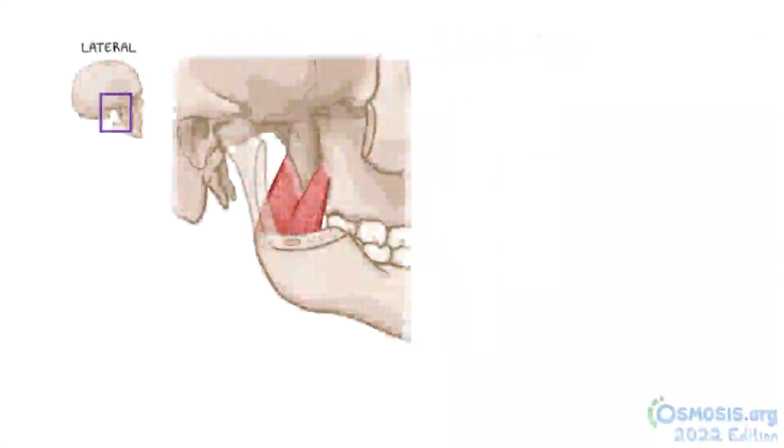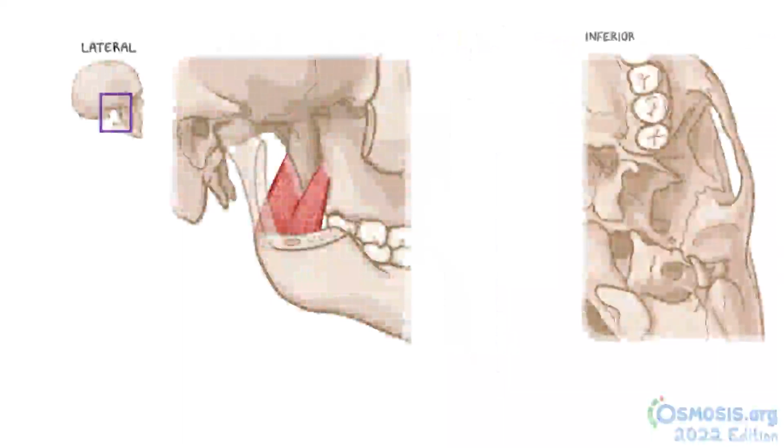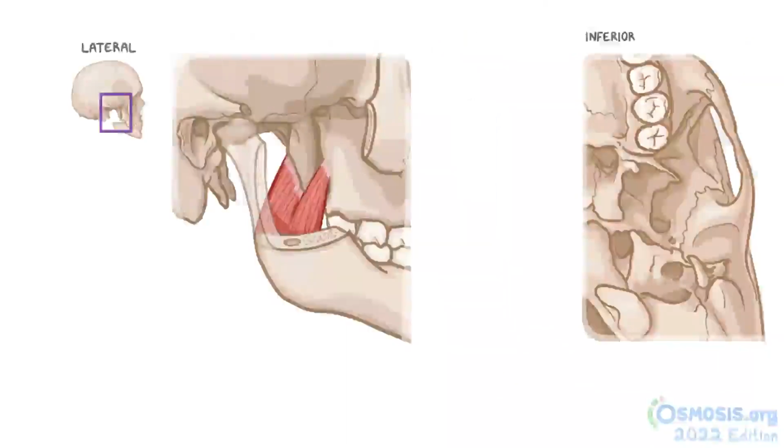The infratemporal fossa is an irregularly shaped space located deep and inferior to the zygomatic arch, deep to the ramus of the mandible, and posterior to the maxilla.